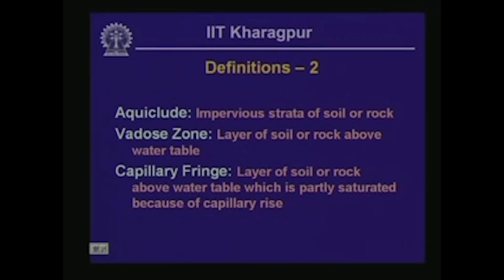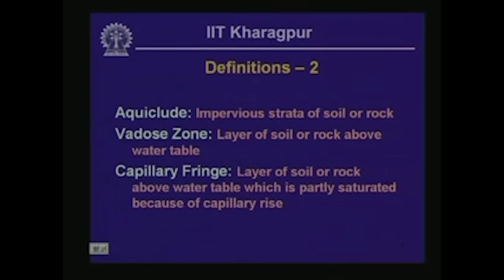There will be a layer of soil or rock above the water table. Water table, simply stated, is the surface of saturated soils, and above that zone of saturation we have partially saturated soil. Now capillary fringe is a layer of soil which is partially saturated above the water table, and this particular layer gets partially saturated because of capillary rise of groundwater through this layer.